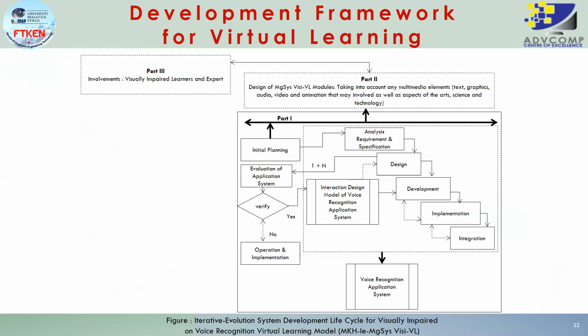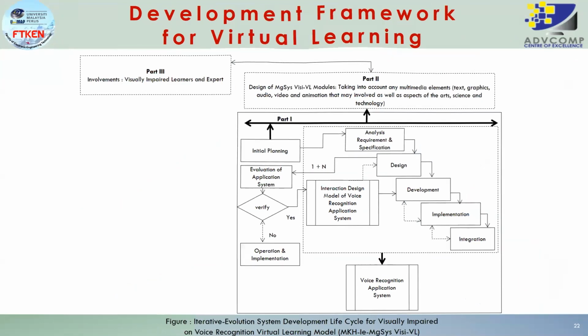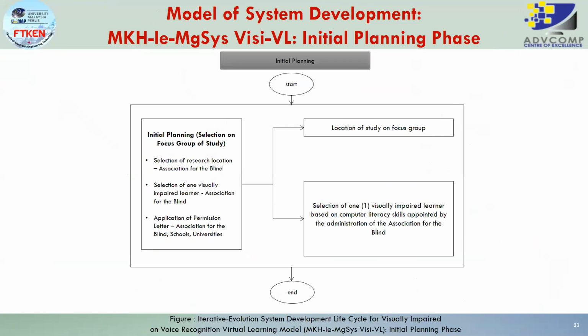So this is the development of phase 2 that focuses on the process flow of developing the Maxis VCVL system. And this is the model of the development of Maxis VCVL. In phase 2, there were a few subphases to be undertaken. Before proceeding with the subphases, the result of phase 1 is integrated to phase 2, which is the development phase. This is the process flow of the initial planning stage.